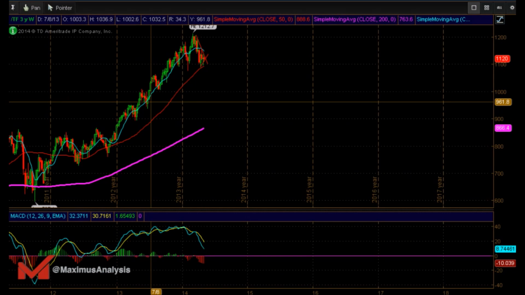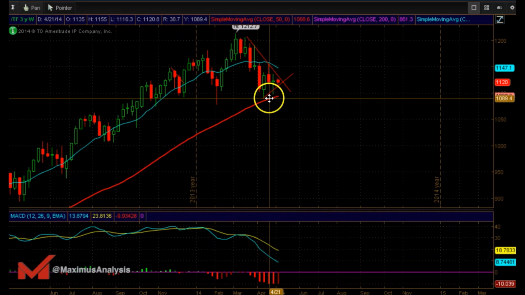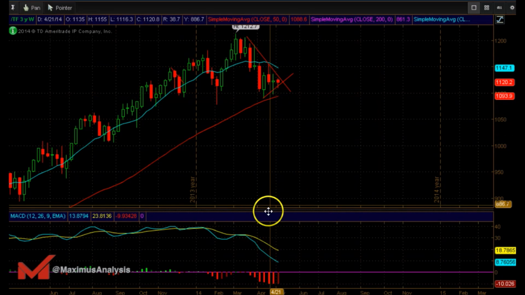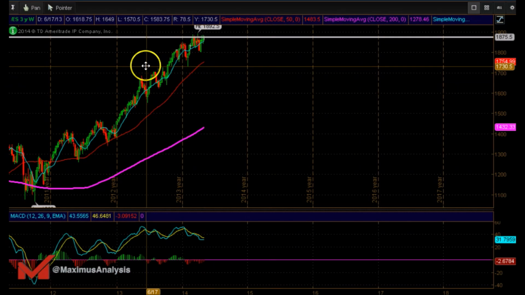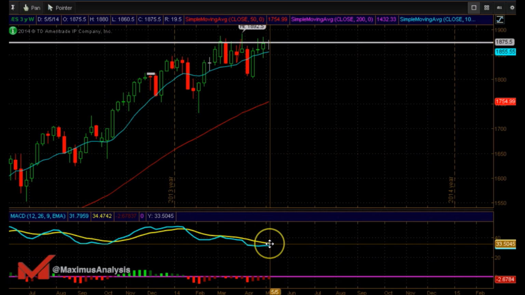Again, we're looking at a test of the 50 on the Russell, bearish MACD. That's something we need to be concerned about. And the only thing that we're looking at is still a bearish MACD. So you have the divergences between the daily and the weekly, and that's what's giving us all this bad action. So be very, very careful.